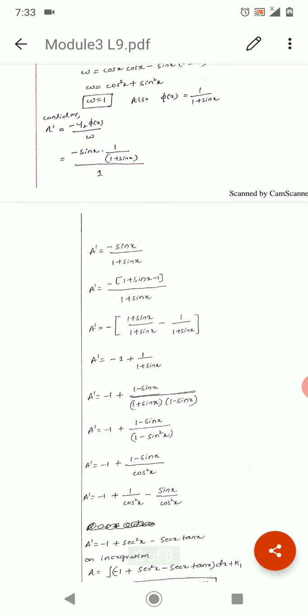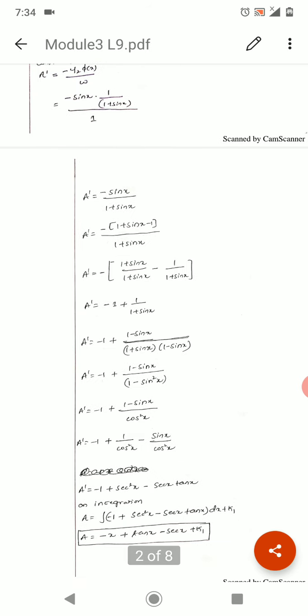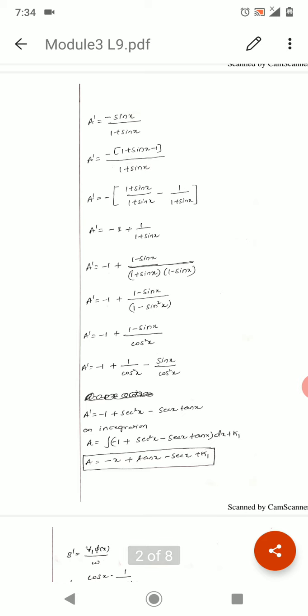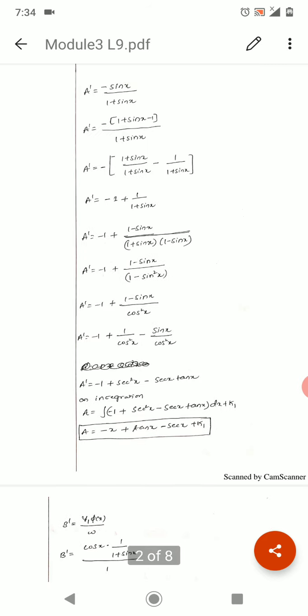So splitting the numerator, that will become -[(1 + sin x)/(1 + sin x) - 1/(1 + sin x)], which will be -1 + 1/(1 + sin x). Therefore A' = -1 + 1/(1 + sin x). Again here the conjugate of 1 + sin x is 1 - sin x. So multiply numerator and denominator by 1 - sin x.